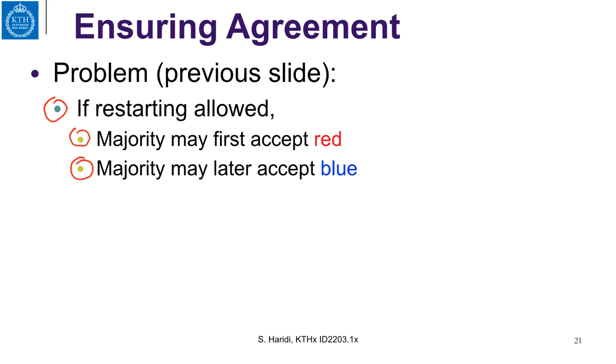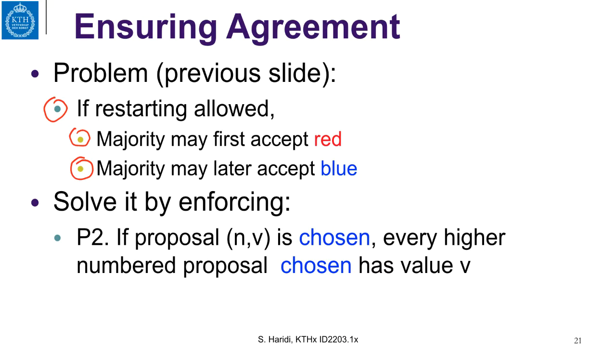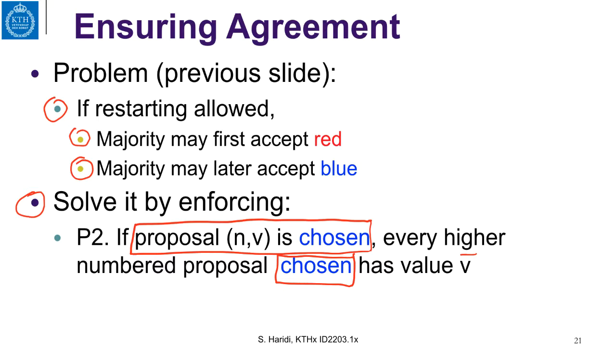This problem can be remedied, and we can ensure agreement if we can enforce the following. The following says that if a proposal is chosen, meaning that a majority of acceptors have this value, N and V, then every higher number proposal chosen should also have the value V. So we need a mechanism to enforce this invariant: if proposal NV is chosen, every higher number proposal chosen should have the same value V.